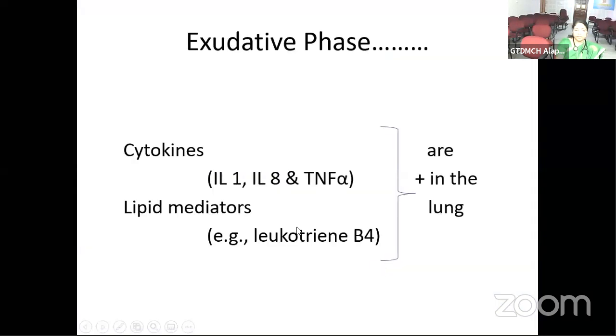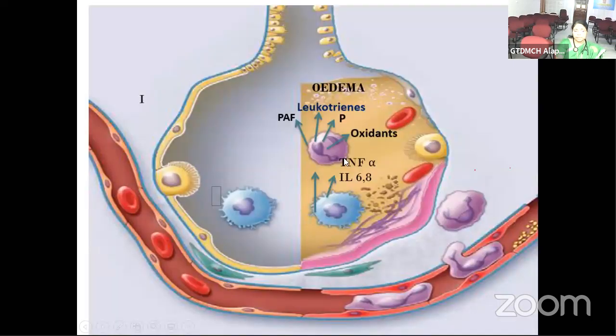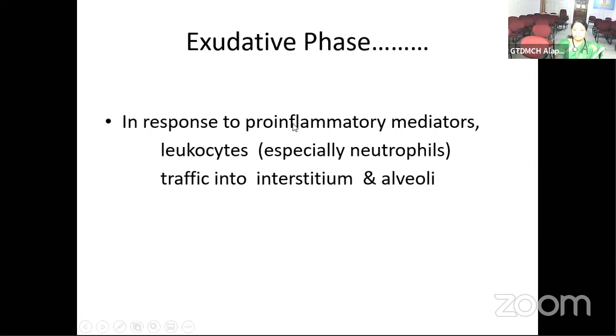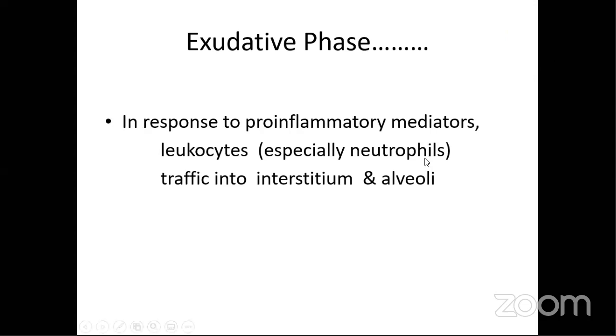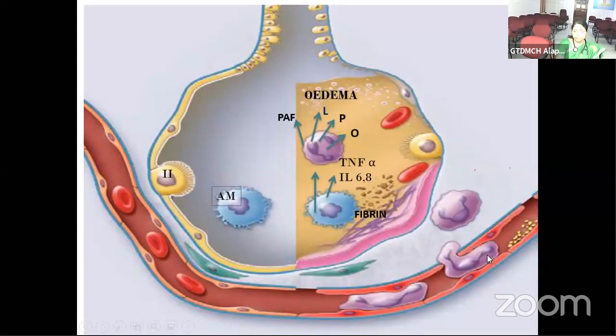Okay. Then, due to the presence of these macromolecules, pro-inflammatory cytokines and mediators are released, including interleukin-1, 8, 6, tumor necrosis factor, and so many things. So the interleukin-1, 6, 8, tumor necrosis factor alpha, all these things are released. In response to these pro-inflammatory mediators, leukocytes, especially neutrophils, will traffic into the interstitium and alveoli. You see, from the capillaries, these polymorphonuclear leukocytes traffic into the interstitium as well as into the alveoli. These are the migrating neutrophils.